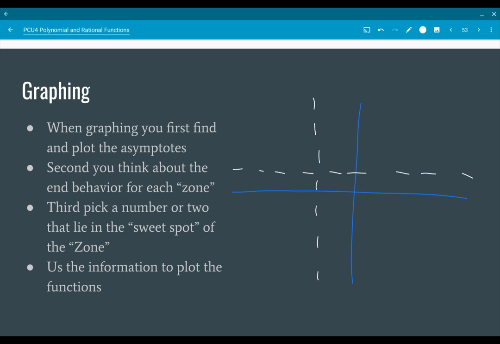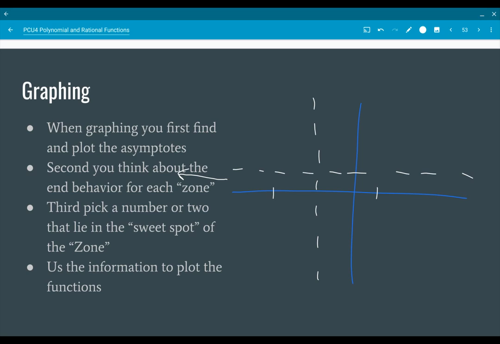So let's say we pick a number on either side, and we know we're in this zone. So it's the negative x zone. So you ask yourself, okay, as x gets really negative, so it gets larger in the negative, what happens to the function? It's either going to approach negative infinity, or it's going to approach your asymptote. So you think about your end behavior. So let's say this one is end behavior on the asymptote.